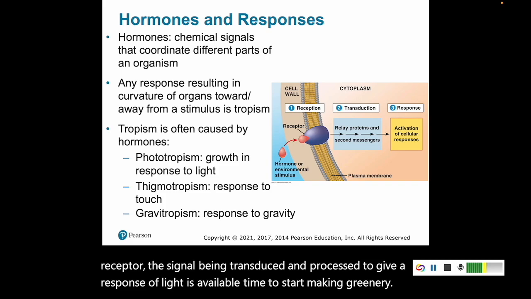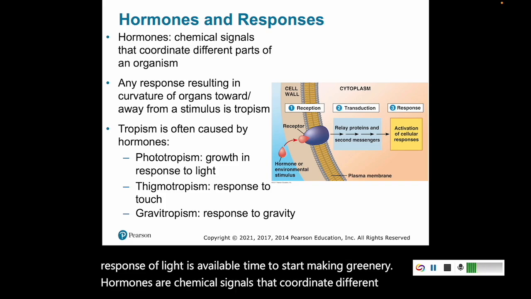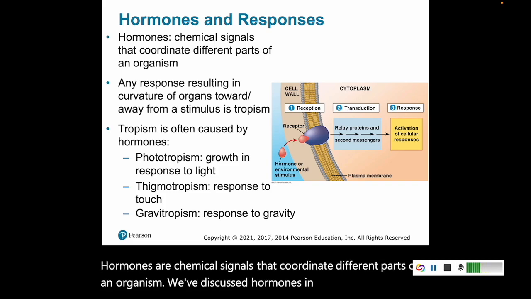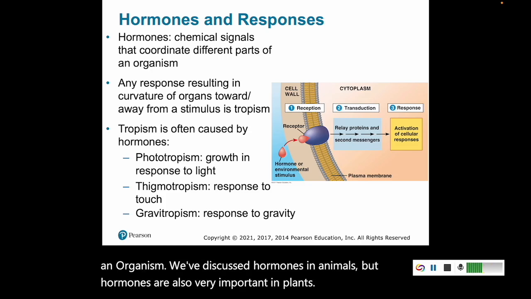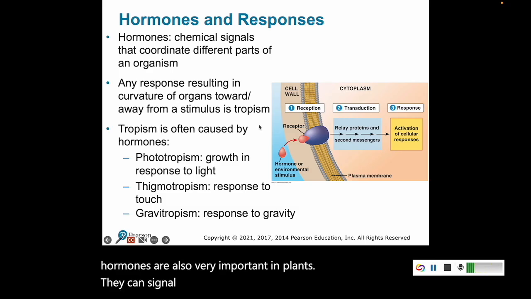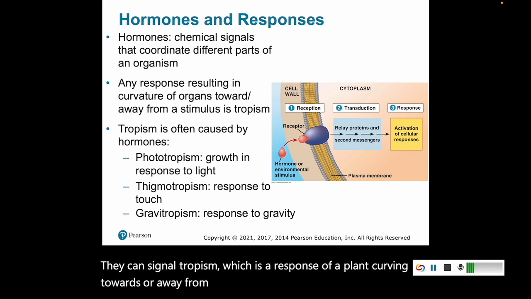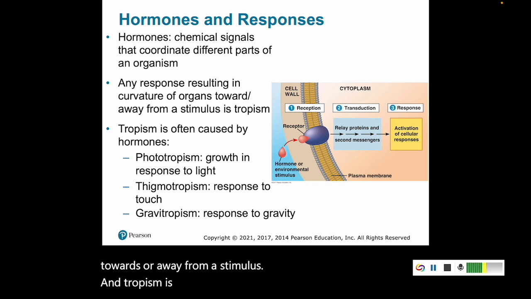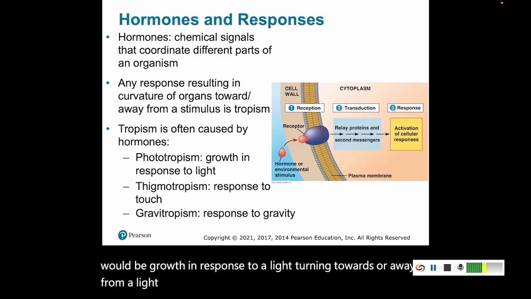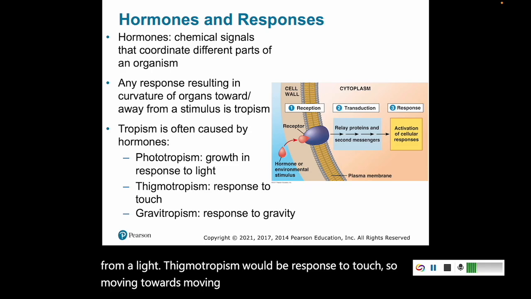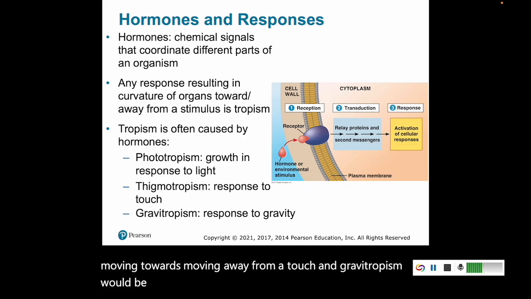Hormones are chemical signals that coordinate different parts of an organism. We've discussed hormones in animals, but hormones are also very important in plants. They can signal tropism, which is a response of a plant curving towards or away from a stimulus. And tropism is also often caused by hormones. So phototropism would be growth in response to a light, turning towards or away from a light. Thigmotropism would be response to touch, so moving towards or moving away from a touch. And gravitropism would be a response to gravity.